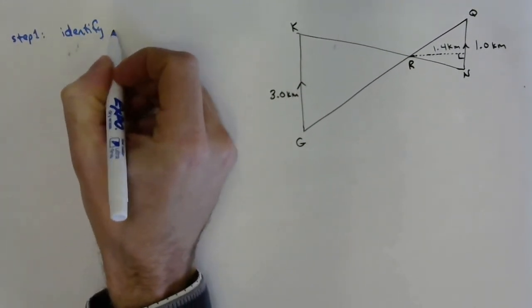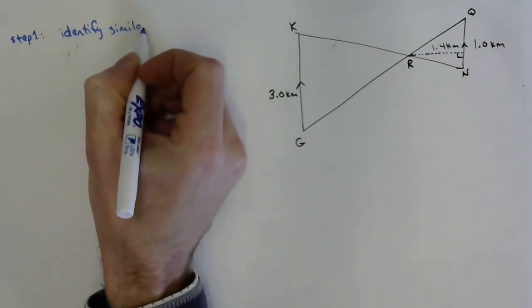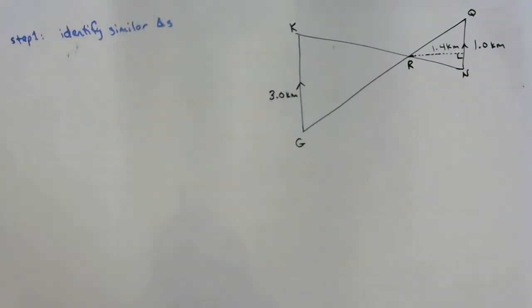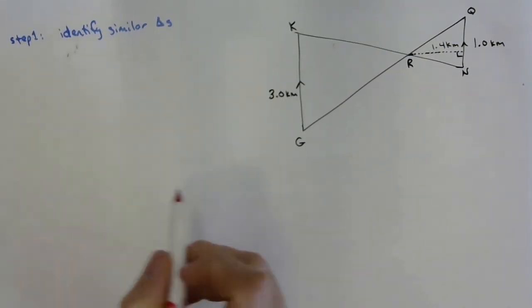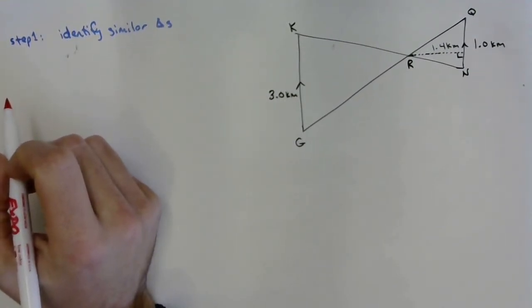Identify similar triangles. Who can help with that? First of all, what do we need to identify to know that they're similar? Angles. They have to have two sets of equal angles. Two sets of equal angles. Okay? So which angle would you like to start with?